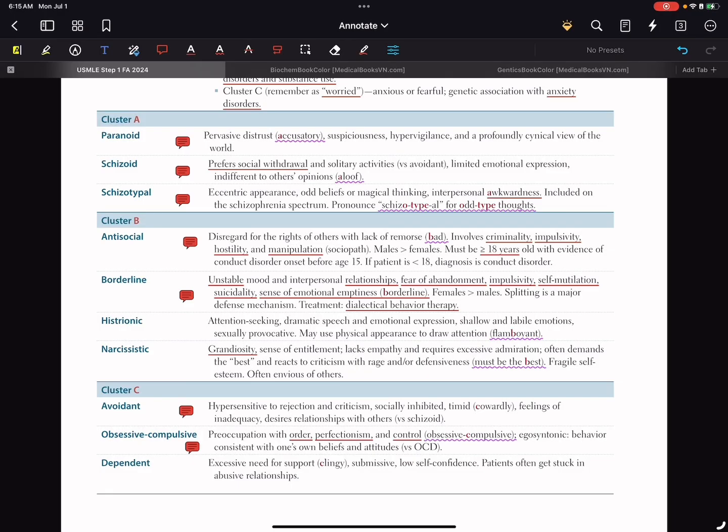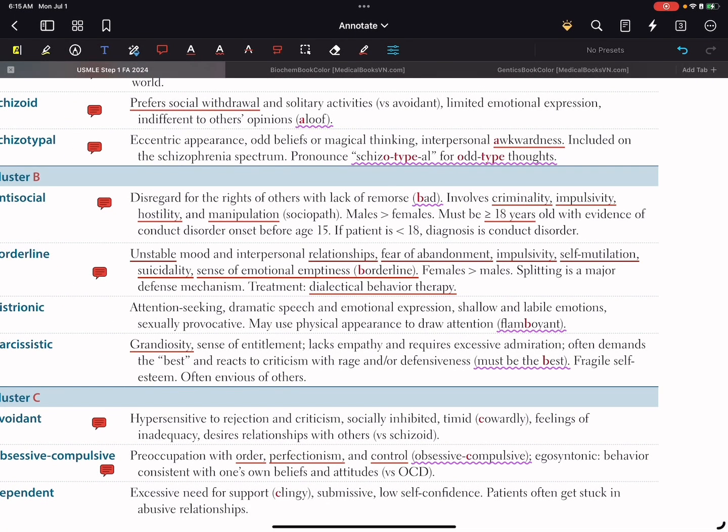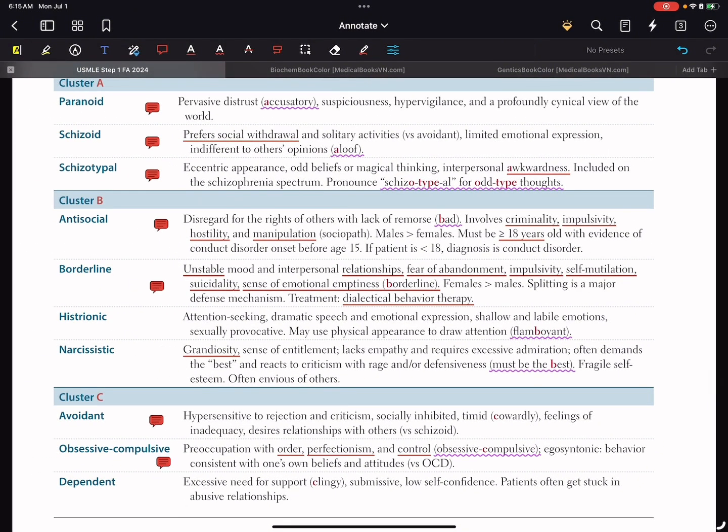Borderline: unstable mood, unstable interpersonal relationships, fear of abandonment, impulsivity, self-mutilation, suicidality, sense of emotional emptiness. Borderline is more in females than males. Splitting is a major defense mechanism. Treatment is dialectical behavior therapy. This is a patient that doesn't have stable relationships. It's like a female patient that came to the emergency, depressed because she broke up with a one-month-long relationship, and then she started going to bars, drinking, doing crazy things. So that's borderline.